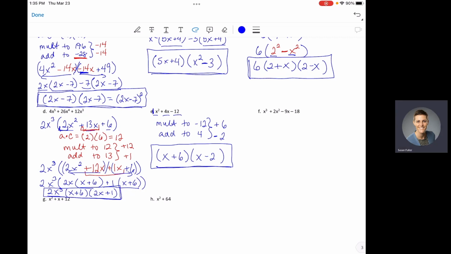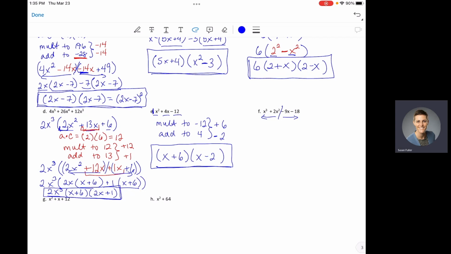All right, F. Do we have a common factor? Nope. How many terms do we have? 4. So that means grouping. We're going to cut this in half, and we're going to take the greatest common factor out of each group.